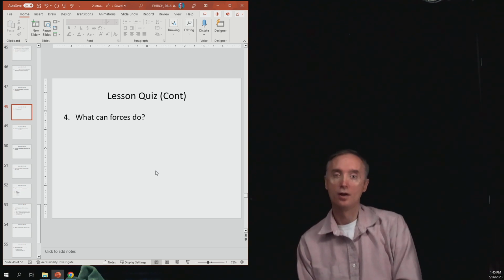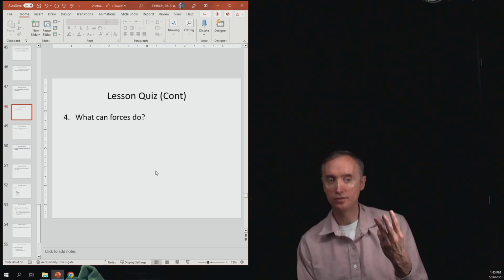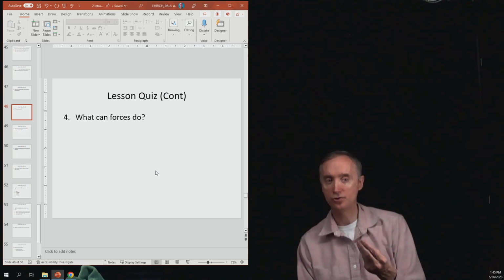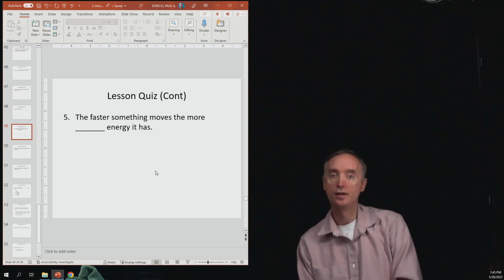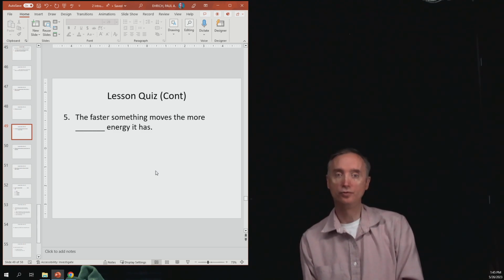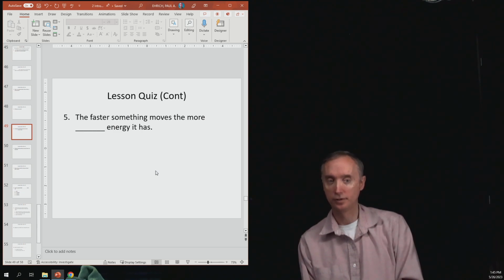Question number four. What can forces do? So they can do three things. They can change the speed of an object, they can change the direction that an object is moving in, and they can change the shape of an object. Number five, the faster something is moving, the more what kind of energy does it have? That would be kinetic.